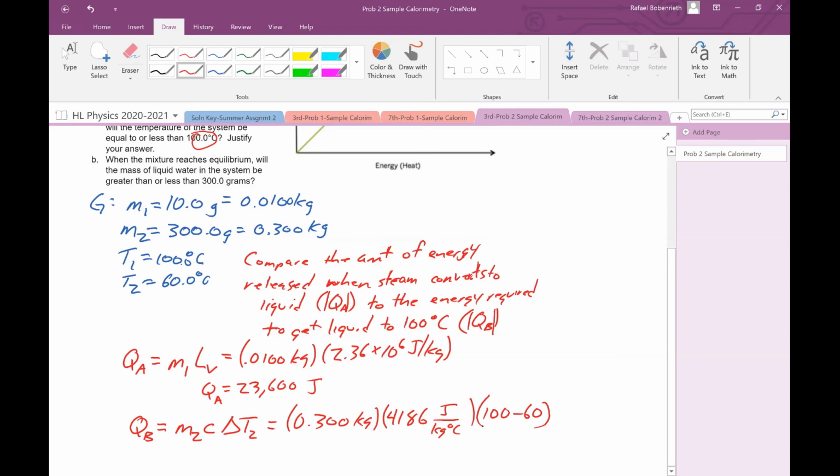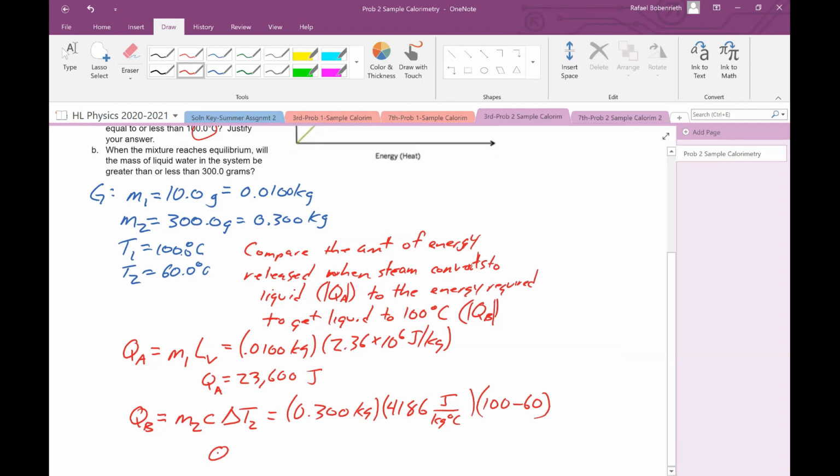Do that in your calculator. 0.3 times 4186 times 40. QB is 50,232 joules is what I get. Please feel free to double check me. Don't take my word for it. Okay.